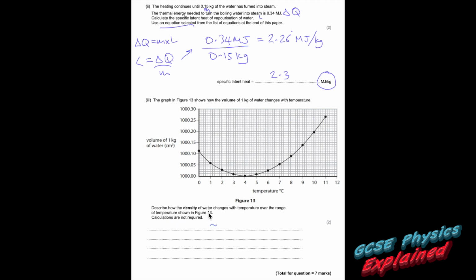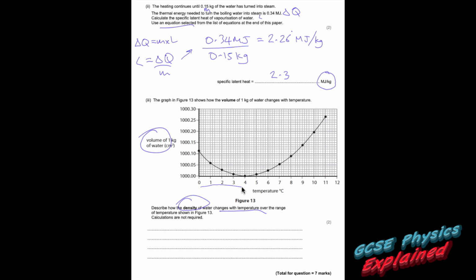Describe how the density of water changes with temperature over the range of temperature shown in figure 13. Calculations are not required. They've highlighted density, and that's because they haven't given you density, they've given you volume. So in your mind, you're going to have to convert volume into density over that range of temperature. Now, because they've given you the units, they want you to talk about it. It's only worth 2 marks, but I can see 3 significant things.